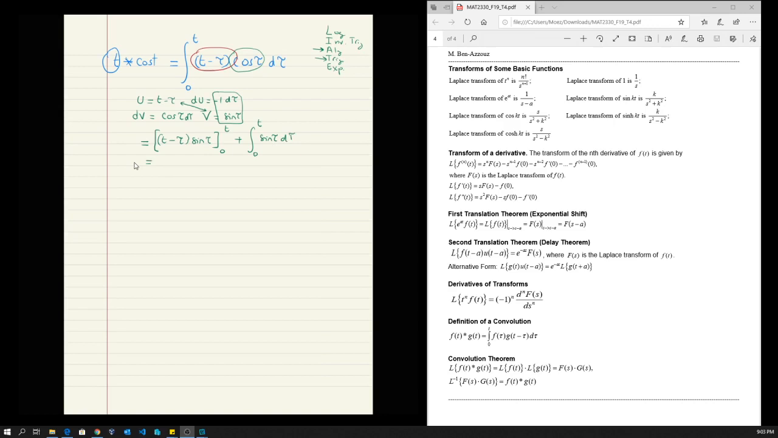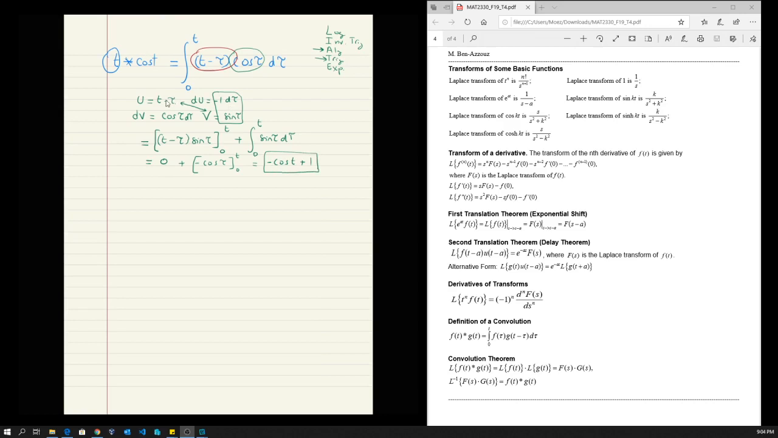All right, this part becomes, if you put the t in, it's 0. If you put the 0 in, it's 0 also. So this is actually gone, which is good, right? Because if you replace tau with t, you get 0. If you replace tau with 0, you're going to get 0. And this part is going to be negative cosine tau evaluated between 0 and t. So this becomes negative cosine t plus 1. Okay, good. So we know that this is the convolution of those two functions, right?